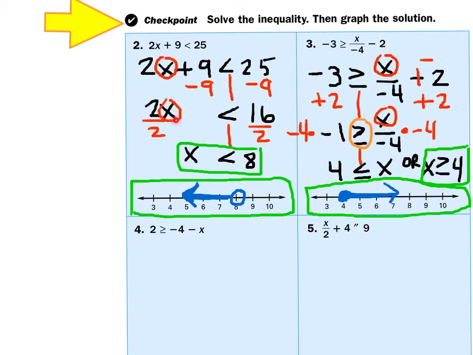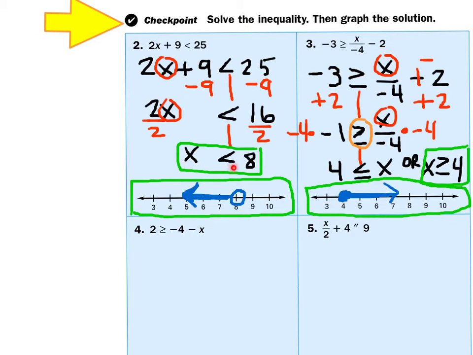So I circle my variable, I bring down the wall. Look at what's touching the circle. I see multiplying by 2, touching the circle, so I have to divide both sides by 2. And since I'm dividing by a positive, nothing changes. So 2 divided by 2 gives me that giant invisible 1. I let the x come down, I drop my symbol straight down, and 16 divided by 2 gives me 8.